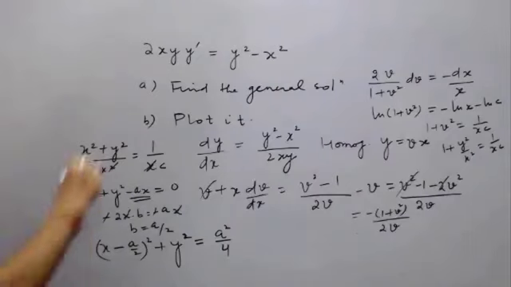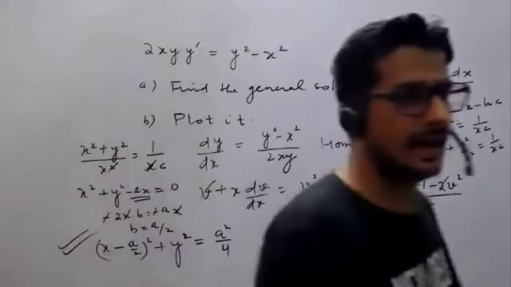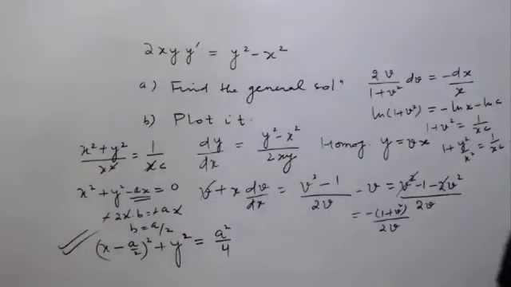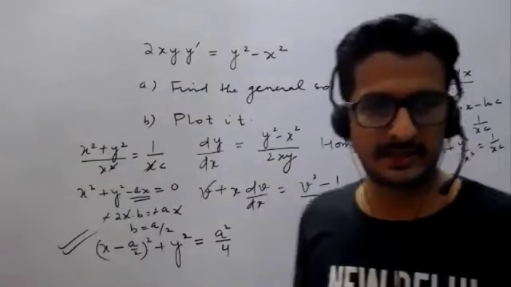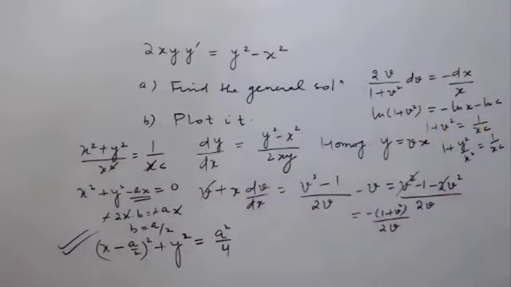Yes, sir. So first part is over. Find the general solution. General solution means a solution with a constant, and particular solution means solution when some initial condition is given and you have removed the constant. Any doubt up to this?